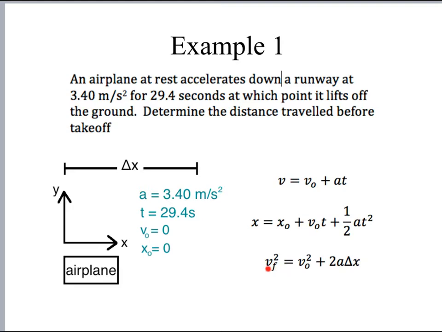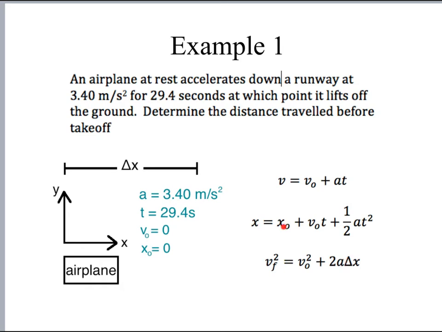Now, looking at this equation, I don't know what the velocity is when it lifts off. I don't know that final velocity. And so I don't know delta x, I don't know V F. There's two things in this equation that I don't know. So in theory, I could use this equation to find V F and then plug it into there. But let's look at this middle equation.